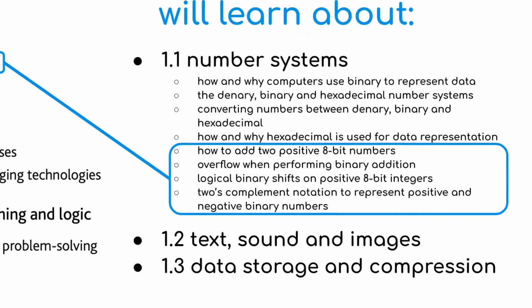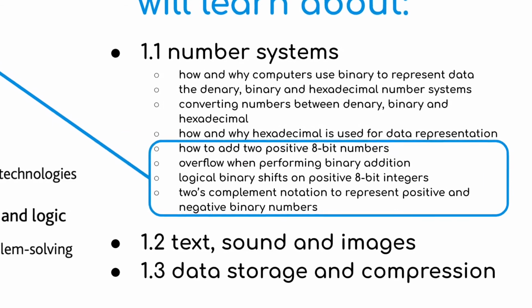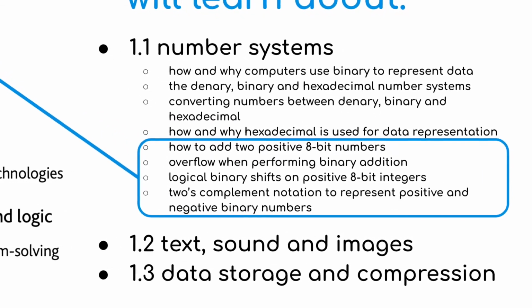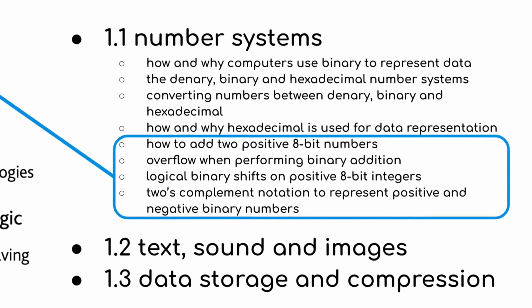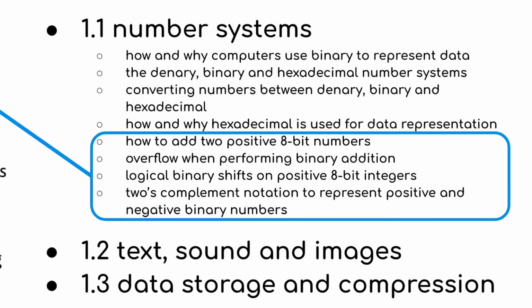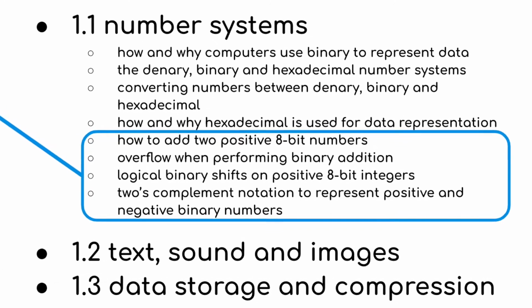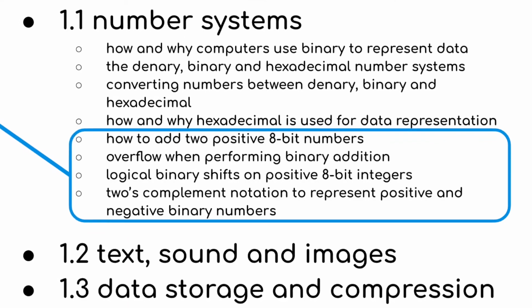We're then going to finish off with something called two's complement notation, and this is new to the new syllabus, but this allows us to represent both positive and negative binary numbers. Once we've done that, we should be moving on, sticking with data representation, to text, sound, and images.